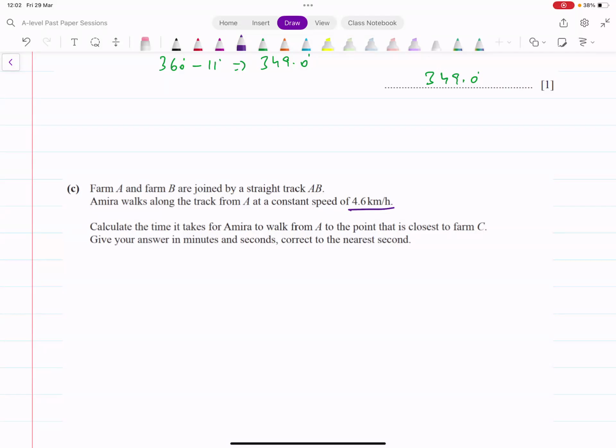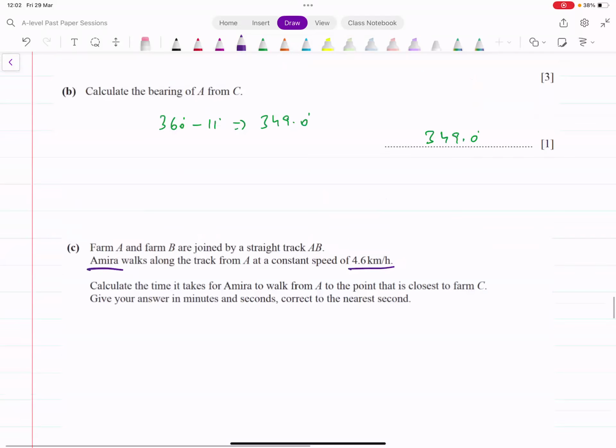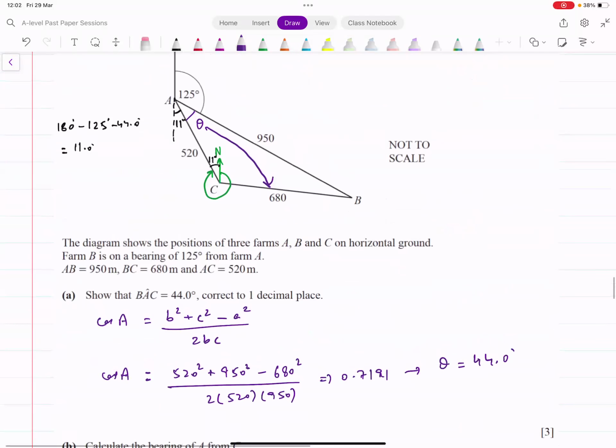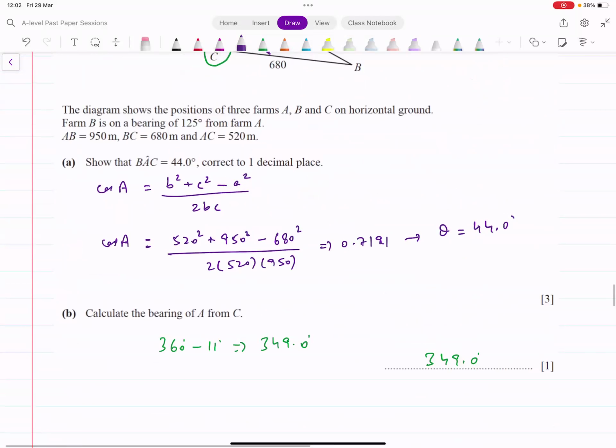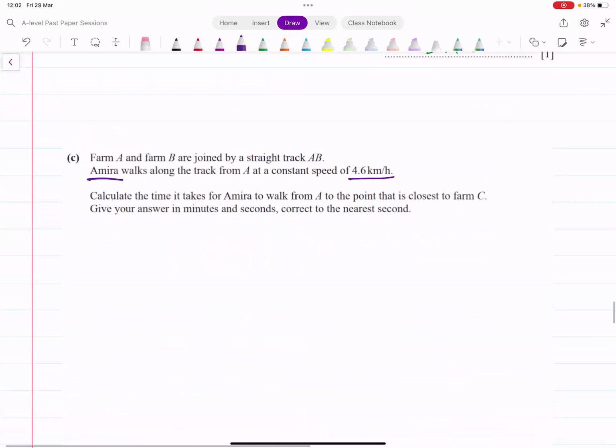Okay, it was Amira throughout, not Amir. So she walks along the track at a constant speed of 4.6 kilometers per hour. Farm A and farm B, these points were representing farms. Amira walks along the track at this speed. Calculate the time it takes for Amira to walk from A to the point that is closest to farm C.